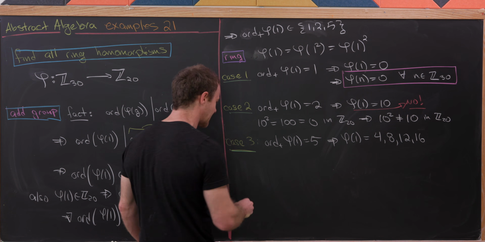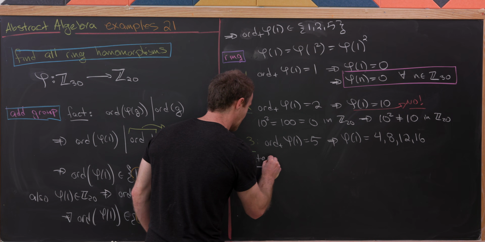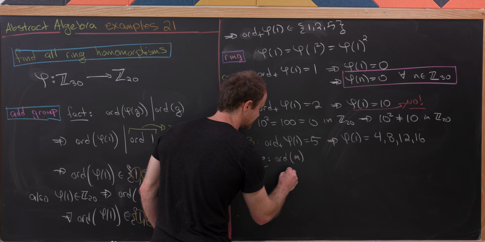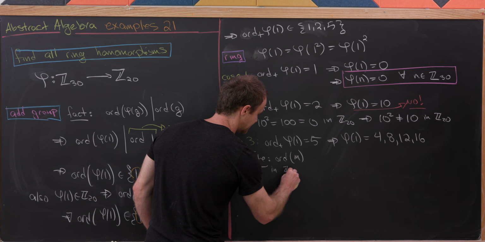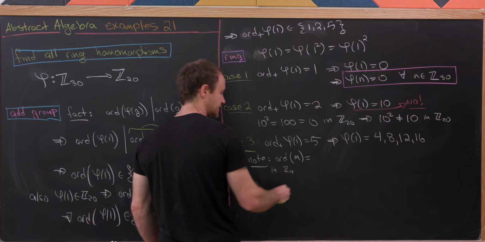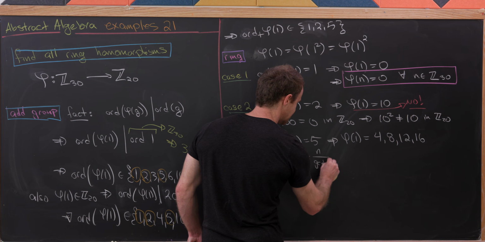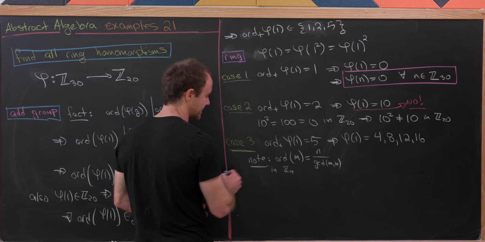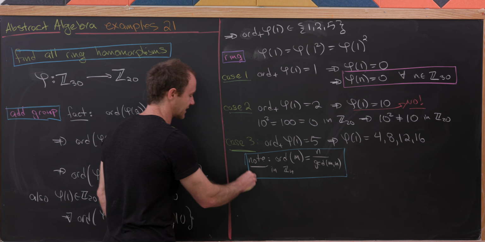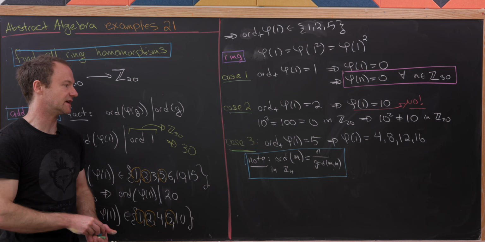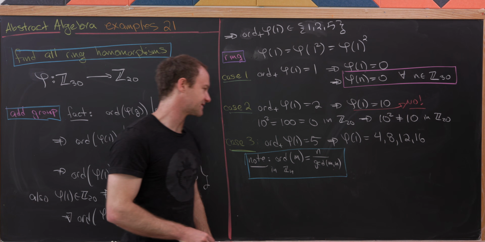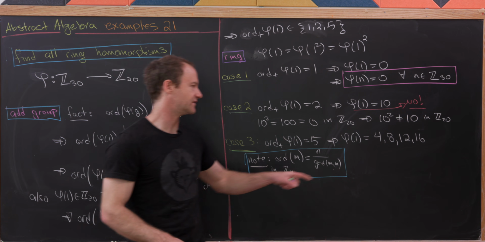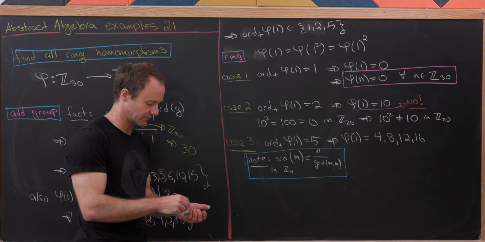So now, how am I checking those? Well, let's recall how to do this order. The order of m inside of Zn is equal to n over the GCD of m and n. So that's a rule that really comes back and haunts us, if you will, from time to time, how to calculate the order of things inside of Zn. So notice all of these satisfy that rule. The GCD of 4 with 20 is 4, 20 divided by 4 is 5, the GCD of 8 with 20 is 4, so on and so forth.